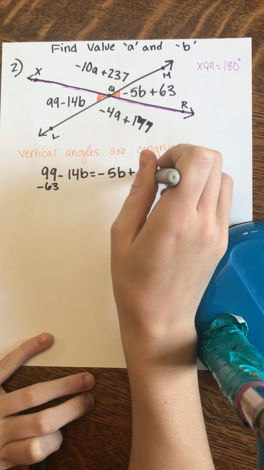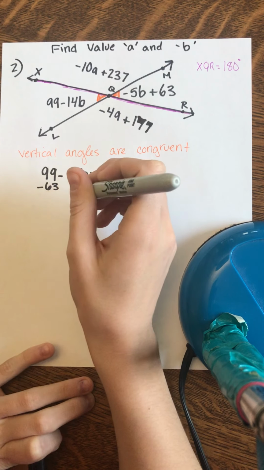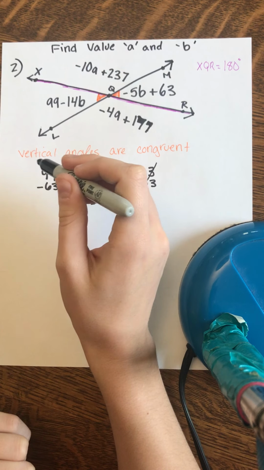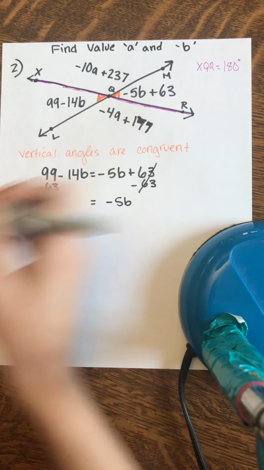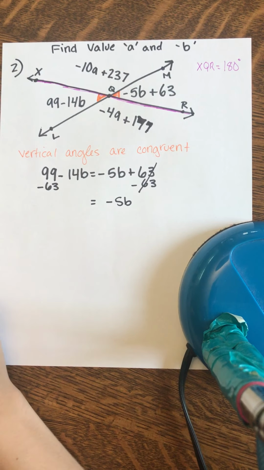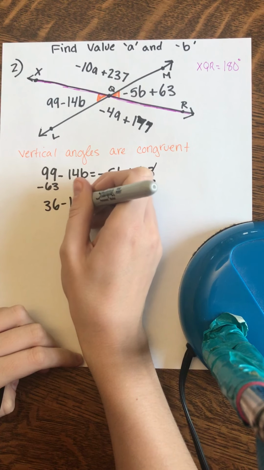63 minus 63 is 0. I bring down the negative 5b. 99 minus 63 is, sorry, I'm quickly doing the math. It is 36, and then I bring down the negative 14b.